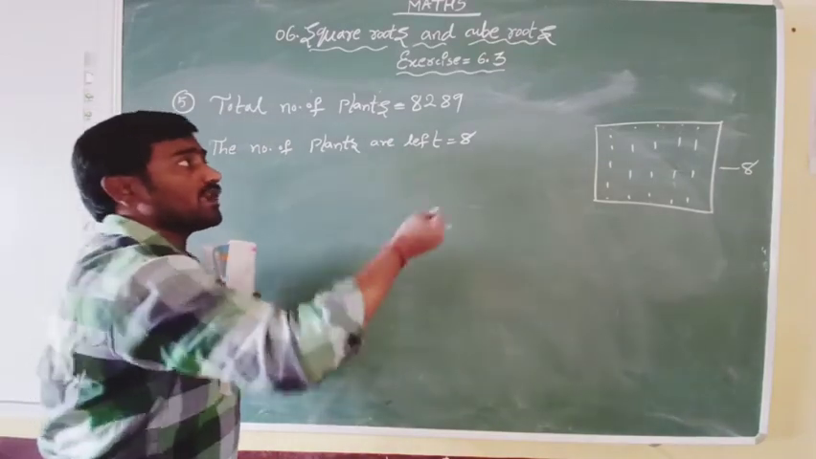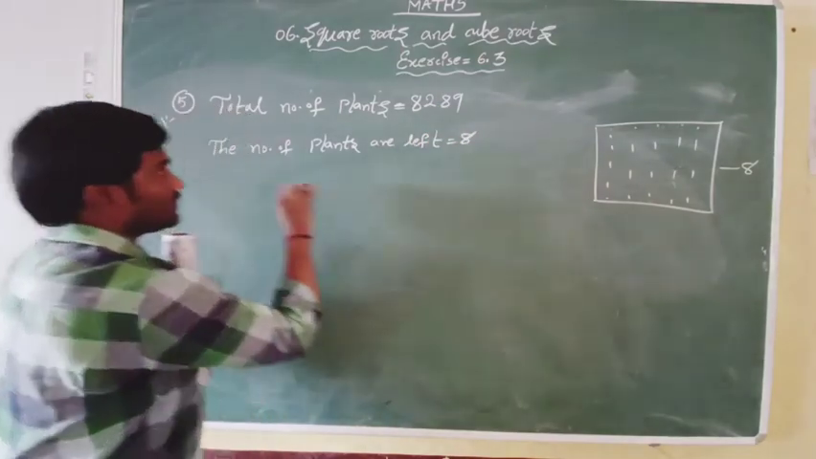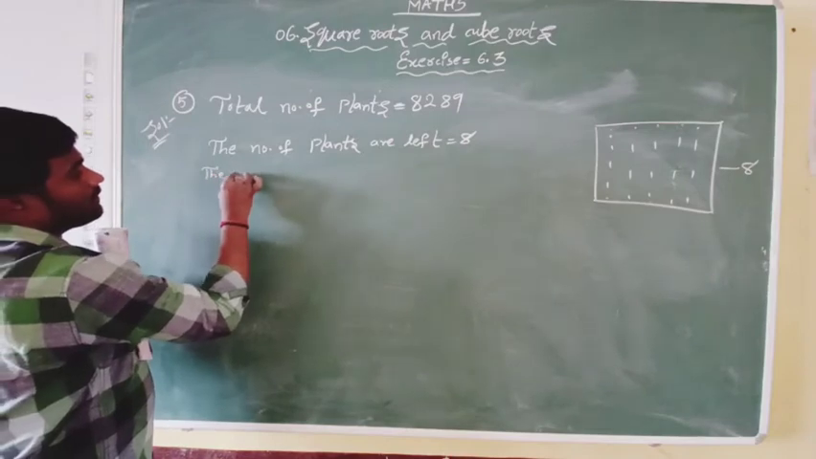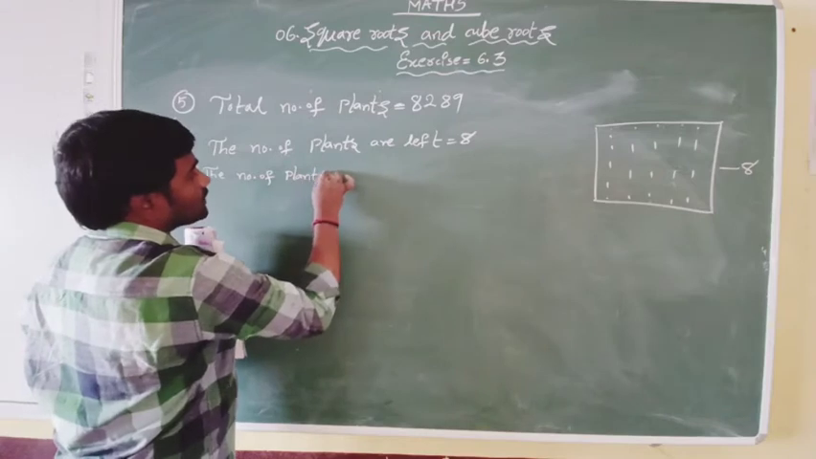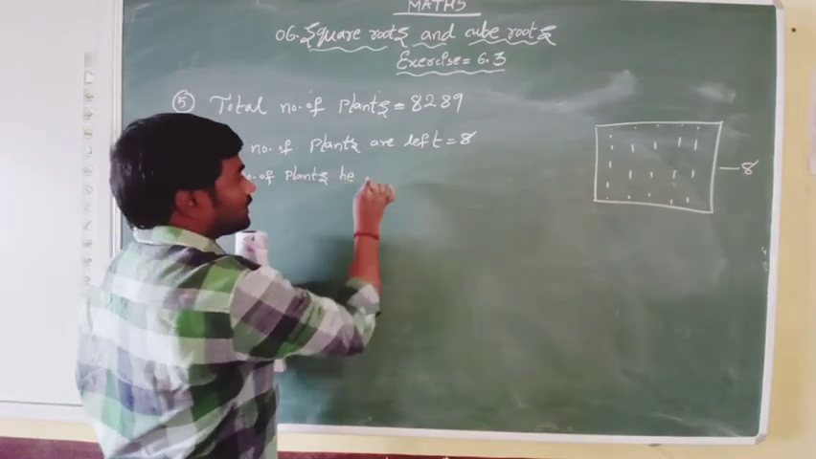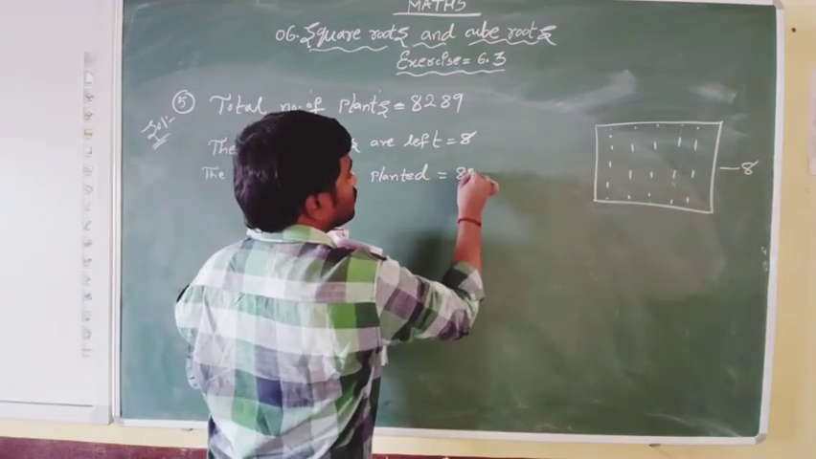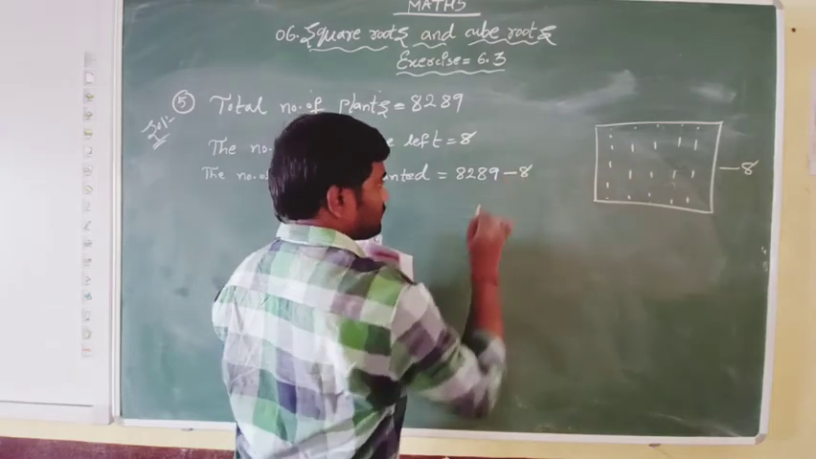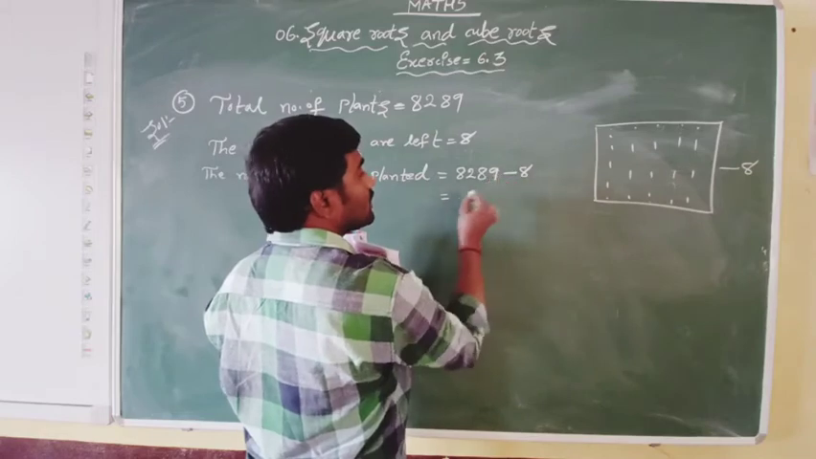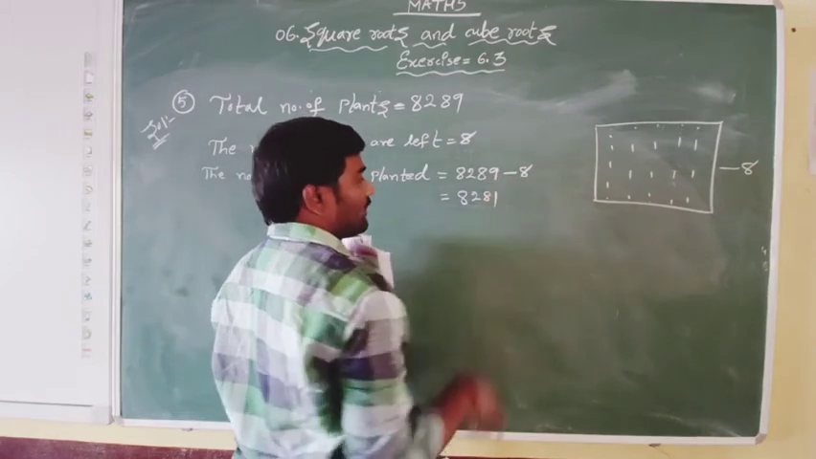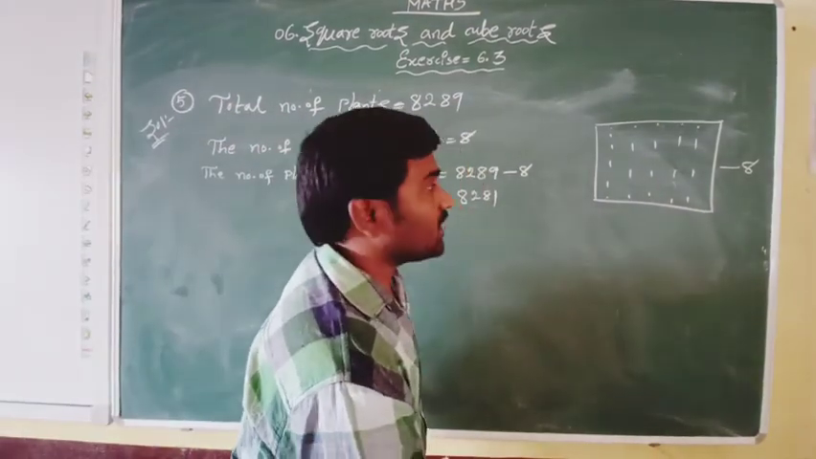So how many plants did he plant? Only 8289 minus 8. So the number of plants he planted is equal to 8289 minus 8. From this, only 8 plants he did not plant. Okay. So here you get 8281. And these plants he planted in the shape of a square.